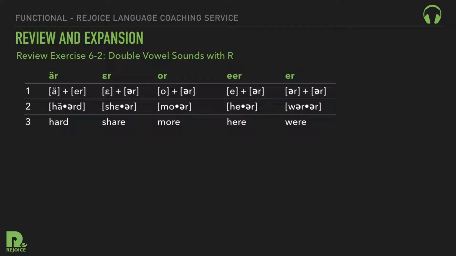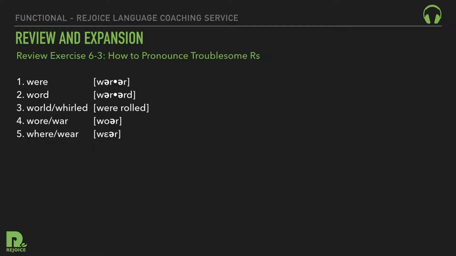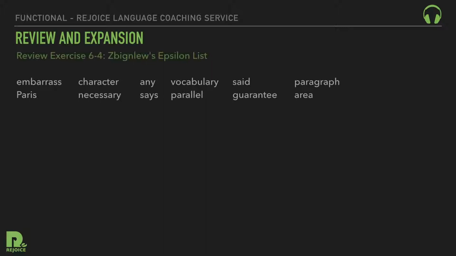Review exercise 6-3. How to pronounce troublesome R's. 1. Were. 2. Word. 3. World. 4. War. 5. Where. Review exercise 6-4. Spigniew's Epsilon list. Embarrass. Paris. Character. Necessary. Any. Says. Vocabulary. Parallel. Said. Guarantee. Paragraph. Area.